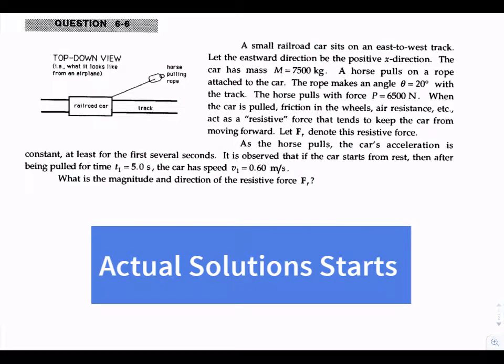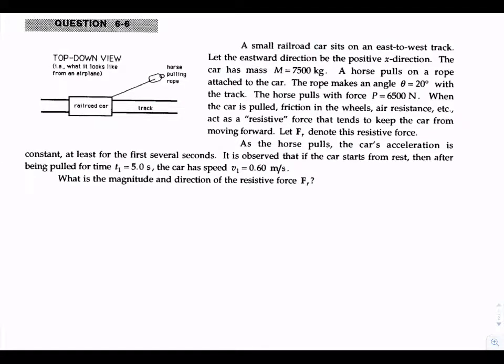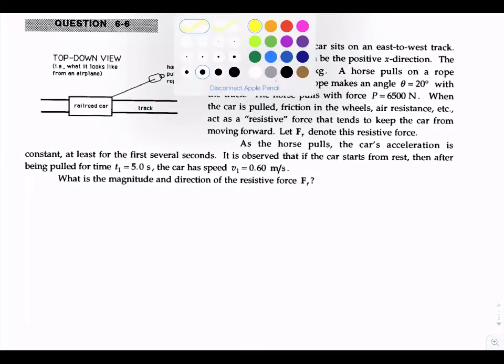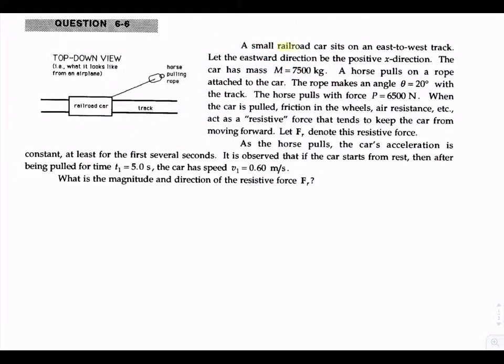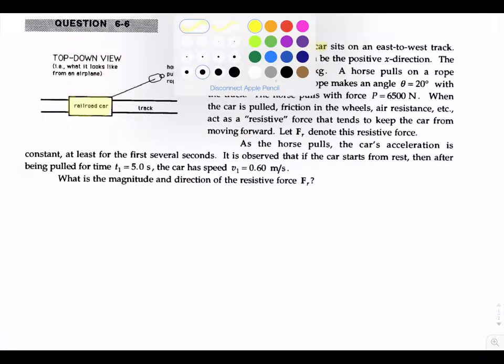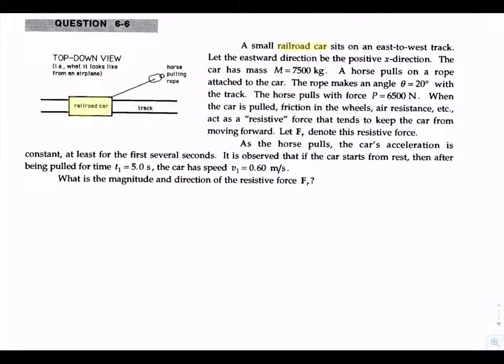Okay, so we have this small railroad car. Here's the railroad car in the picture. It sits on this track, so let's say here's our east to west track. And we want the eastward direction to be the positive x direction. So that means they're giving us a coordinate system, so we don't have to think too hard about what the coordinate system is. The car has a mass, so let's write down what we know over here.